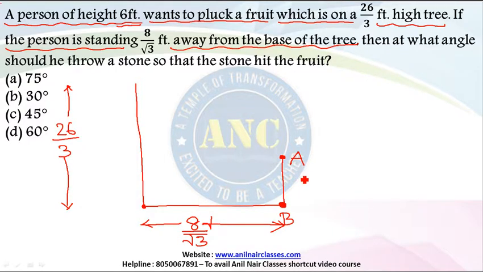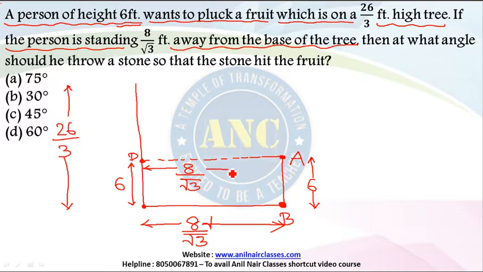Now 6 feet is what is given in the question. AB is given as 6 feet. This is the height of the person. That means if I draw a horizontal line here, this particular value will also be 6, which I will call point D here. This particular value of DA is also nothing but 8 by root 3. This is also nothing but 8 by root 3.